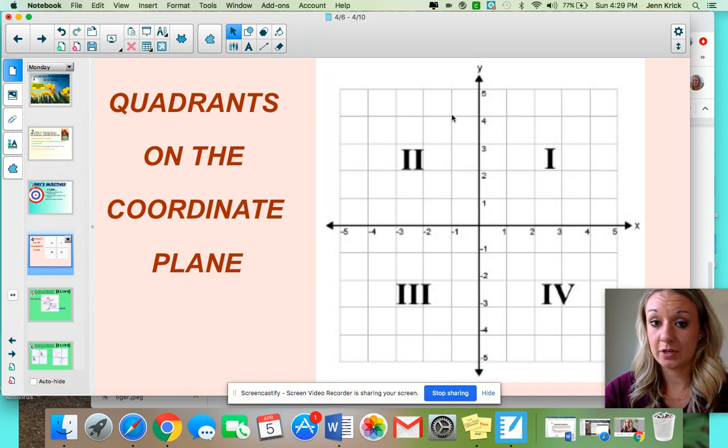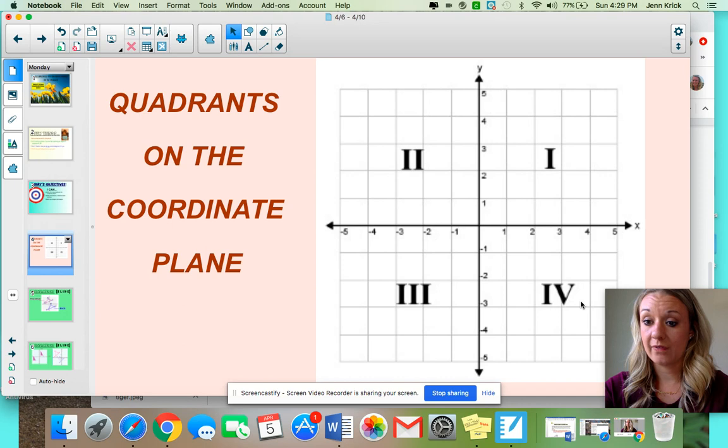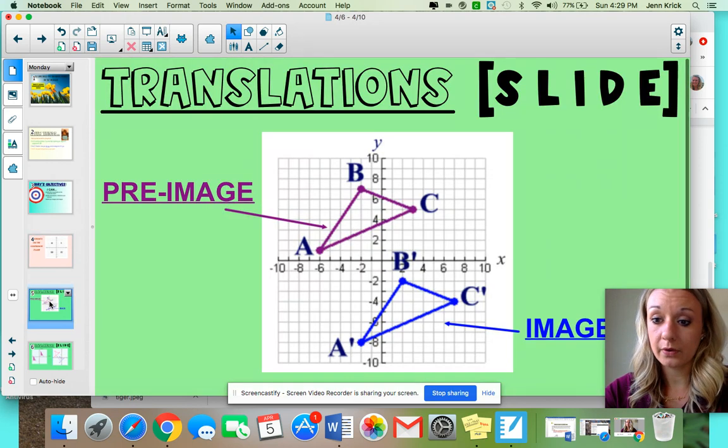Okay, so this might be a good idea to sketch it down. So if I had an image in here, this would be quadrant 2. If I had an image right here, this would be quadrant 4. When we're looking at transformations, oftentimes our images might move to different quadrants, so it's helpful for us to be able to identify them.